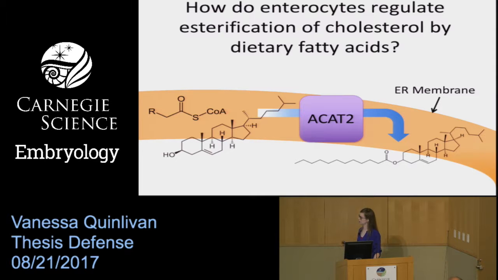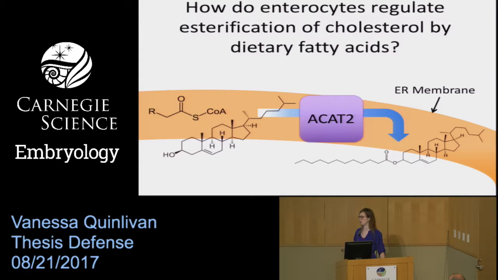And the predominant hypothesis right now is that this enzyme ACAT2 that sits in the ER membrane is sensing the amount of cholesterol in the ER membrane. And because membrane function is very sensitive to the amount of cholesterol, cholesterol is a regulator of membrane fluidity and rigidity.